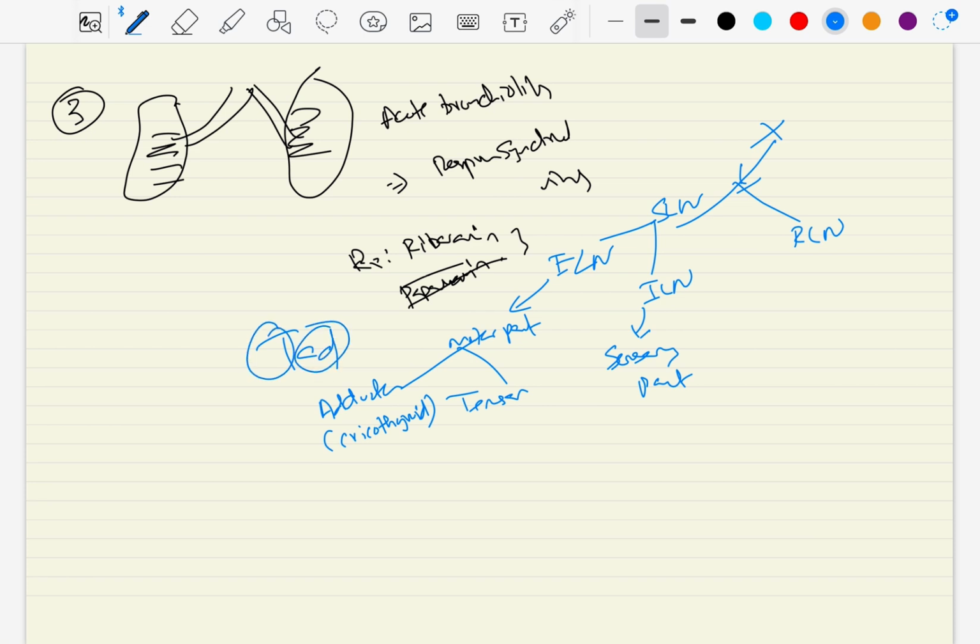Okay, then the recurrent laryngeal nerve is variable. On the left side it goes down and loops around the arch of the aorta because of the patency of the ductus arteriosus, from the sixth arch. Then it loops up, comes inside the larynx, and supplies the larynx. It supplies all the other muscles of the larynx.